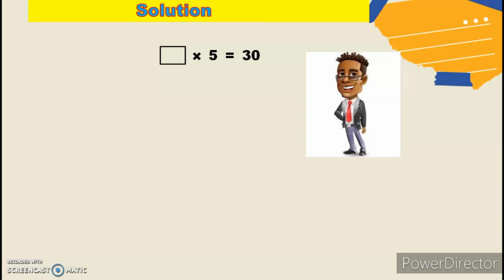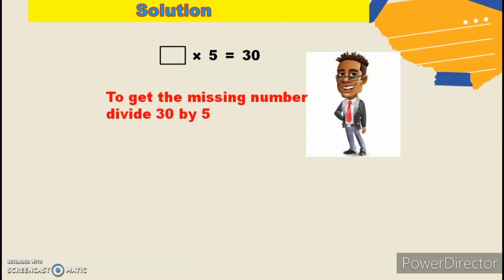In this example, when you know your 5 multiplication table, it's easy to get your answer. What do I multiply by 5 to get 30? But if you don't know your 5 multiplication table, but I believe you should, just simply divide 30 by 5. So to get the missing number, divide 30 by 5. 30 divided by 5 is equal to 6. So 6 times 5 is equal to 30. So the missing number is 6.